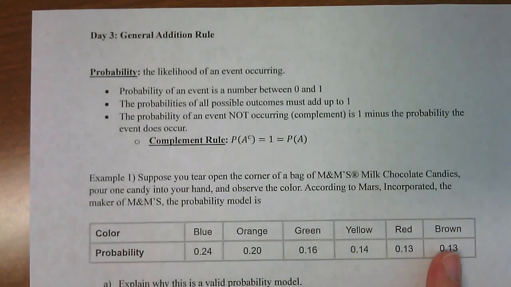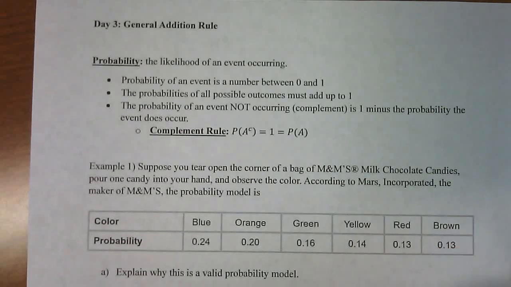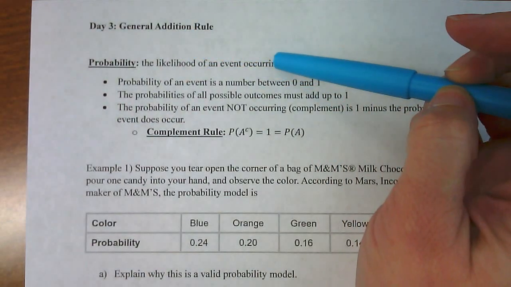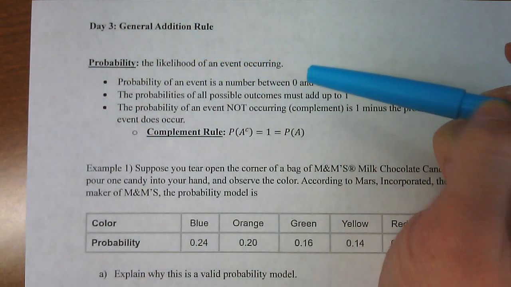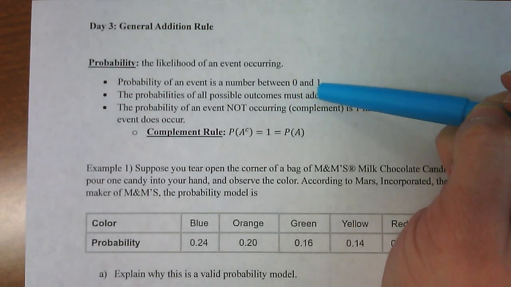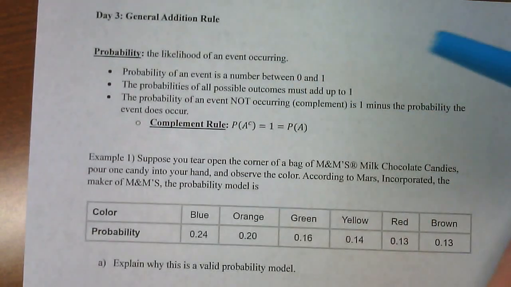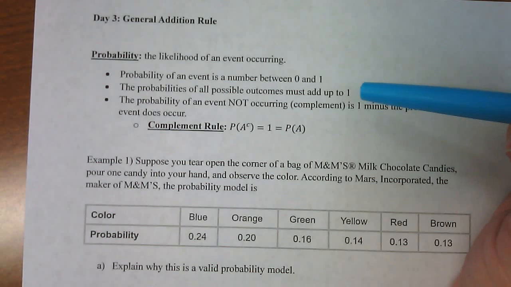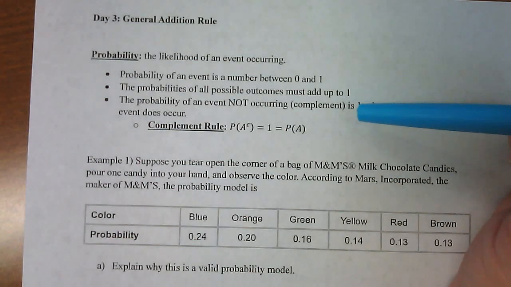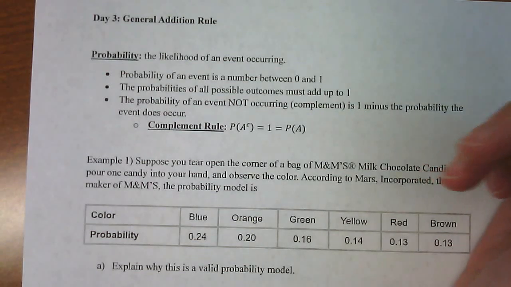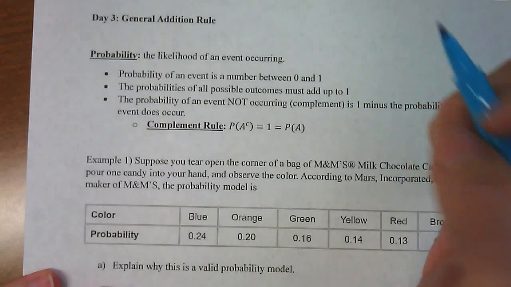All right, day 3, we're going to look at the general addition rule. So probability is the likelihood of the event occurring. The probability is always between 0 and 1. The probabilities of all possible outcomes have to add up to 1. The probability of an event not occurring, which is the complement, is 1 minus the probability the event does occur.